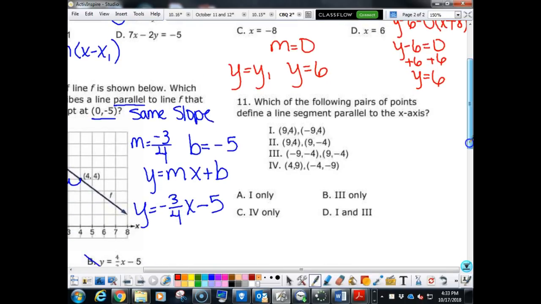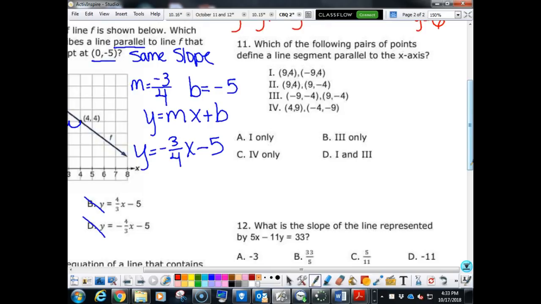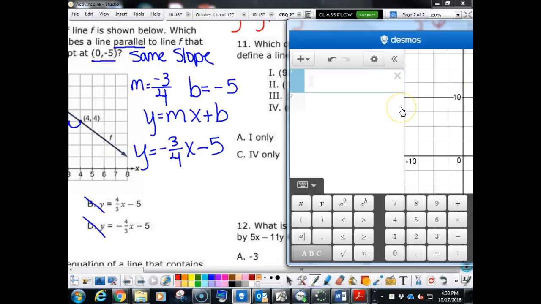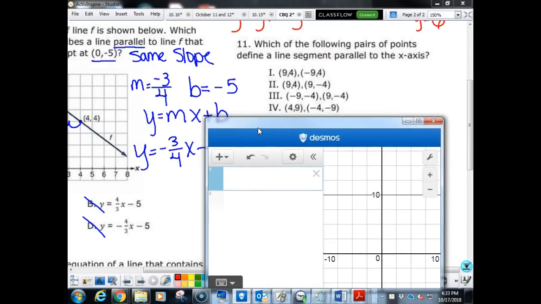Alright, let's look at number 11. Which of the following pairs of points define a line segment parallel to the x-axis? Okay, so let's open up Desmos. I want to graph those points. Let me exit this. Alright, so I have the points.